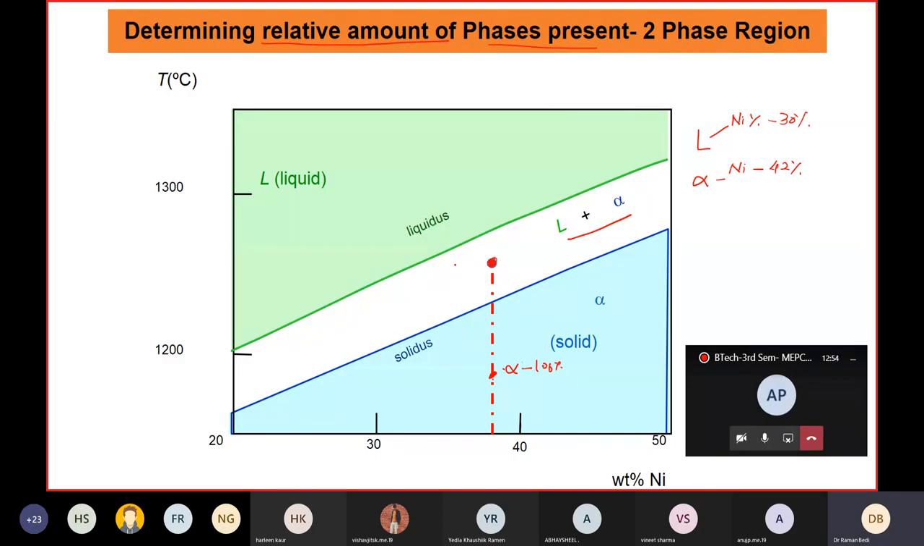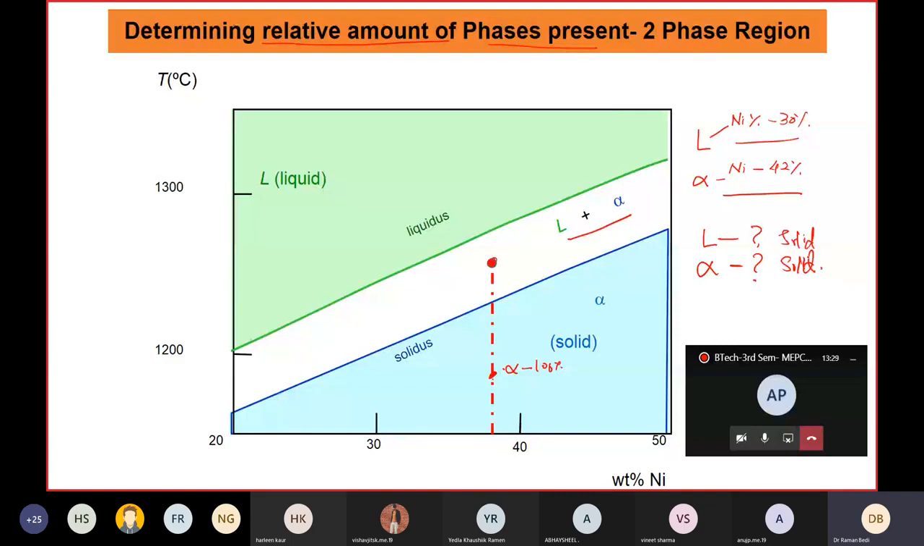And at this point you said that now there are two phases, but we are interested to know the relative proportion. The composition is answered already. Now I am interested to know the relative proportion of L and alpha. Meaning, out of the 100% there, how much of it is liquid, and how much of it is solid. So this is the next question which we want to answer here, which we will answer with the help of what we call the lever rule.